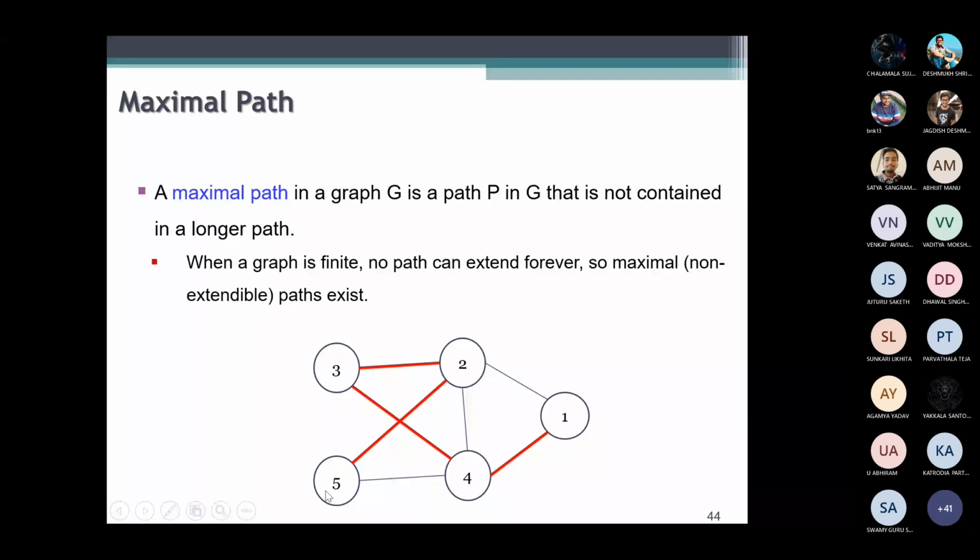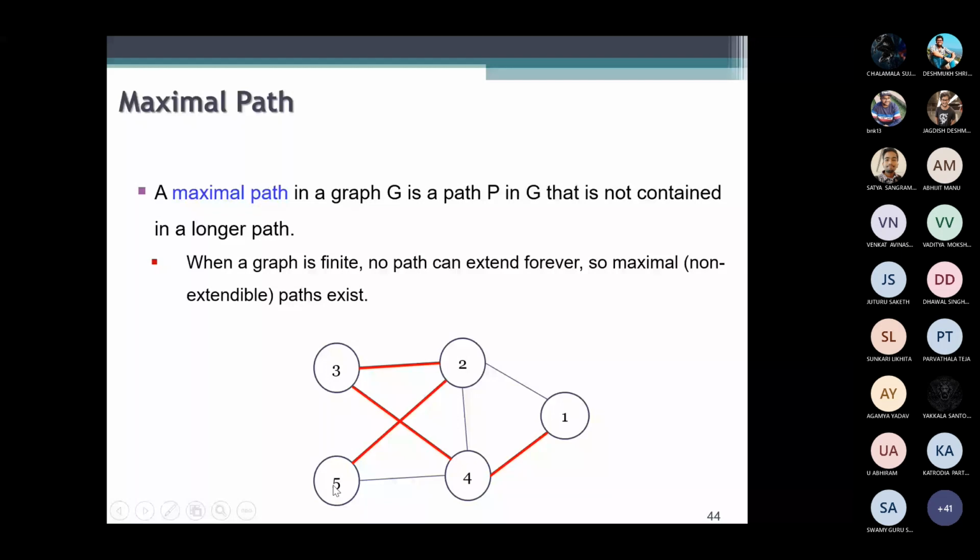But 1 4 4 5 is not a maximal path. Why is it not a maximal path? Because you can extend this path: 1 4 4 5 5 2 2 3. In this way you can extend it. But once you write 1 4 4 5 5 2 and 2 3, this is a maximal path.